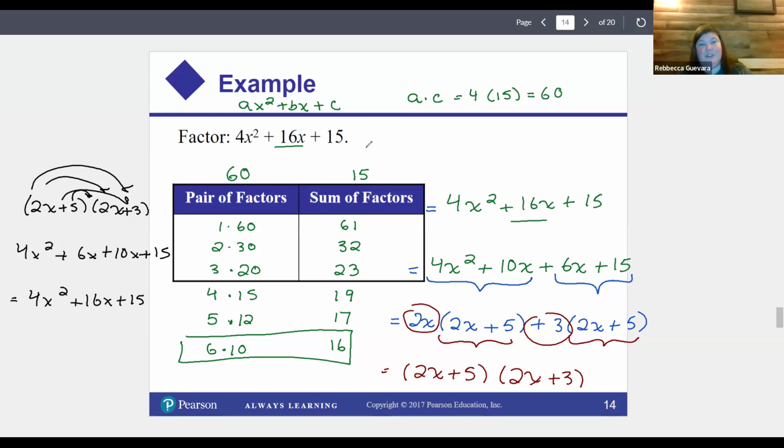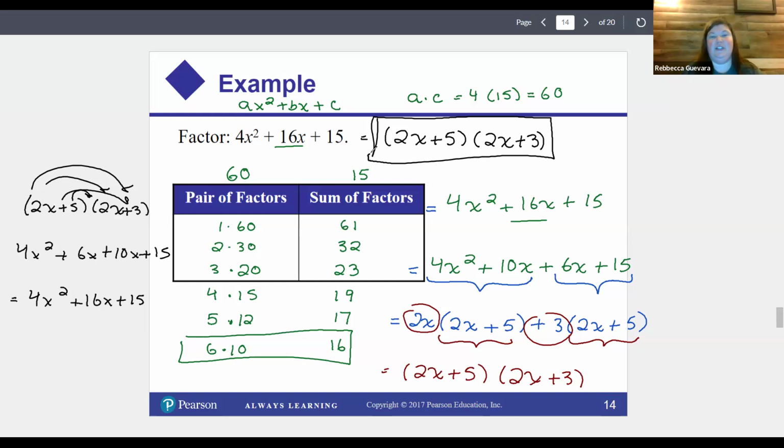Yes, those factors worked. So the factorization of 4x squared plus 16x plus 15 is going to be 2x plus 5, 2x plus 3. So I like the AC method because it's very, very quick to get through these calculations, and you're not trying to do all this guess and checking.